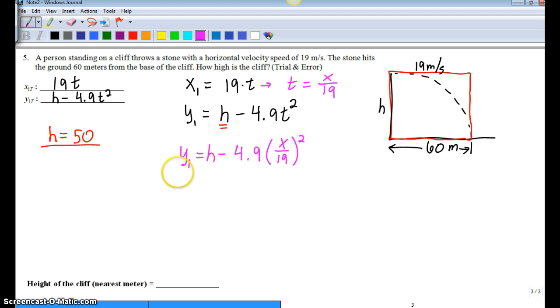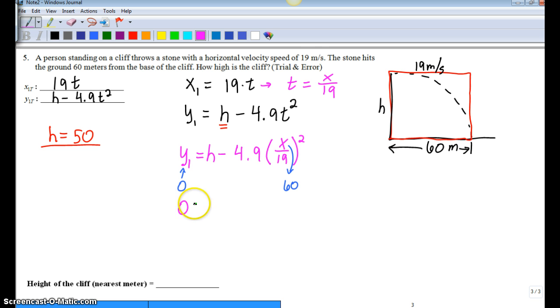So again, we actually have three variables still, y1, h, and x. So what you can do in order to use algebra is pick a specific point in time where we know both the height and the horizontal distance. And that would be the end point where it lands. So what we know is that this height of 0 happens when x is 60 meters away.